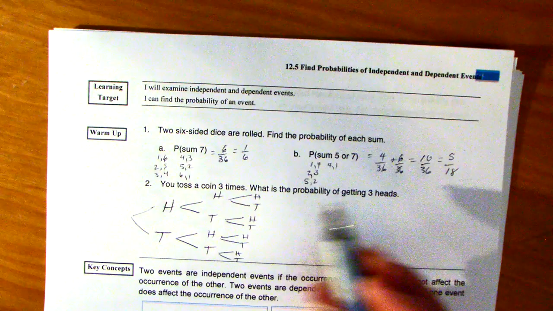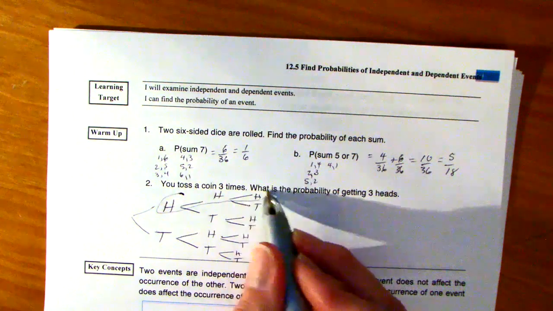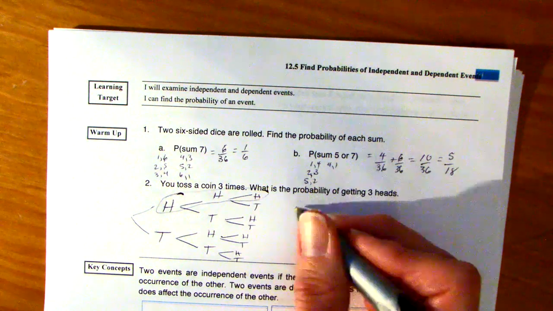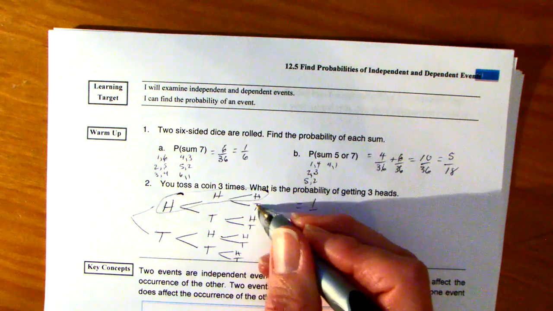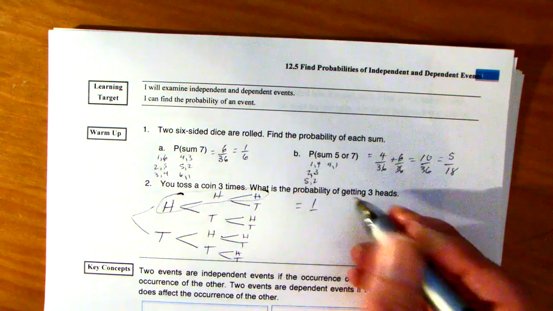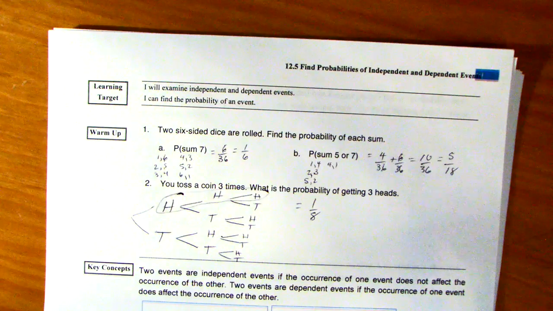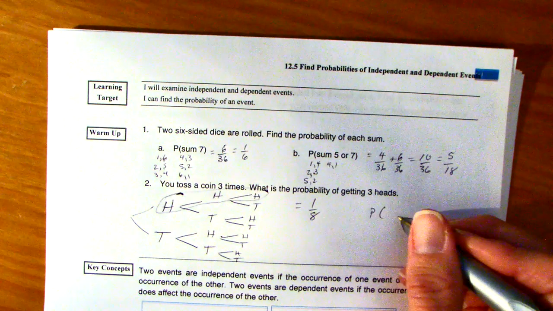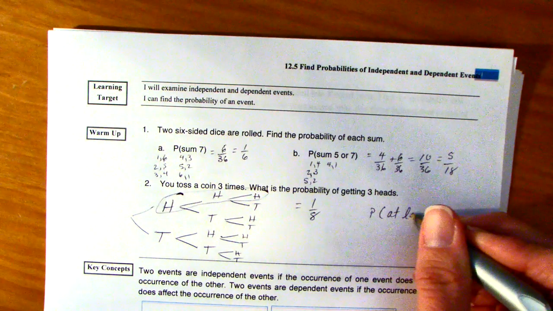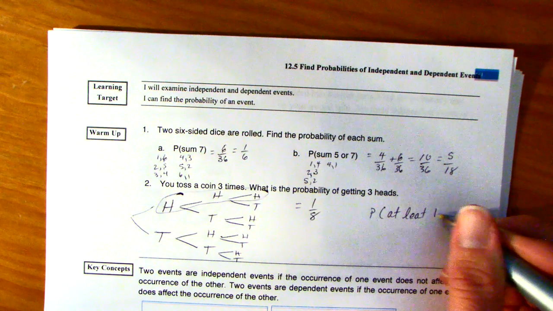So what's the probability of getting 3 heads? Well, the only way we can get 3 heads is right here. So that's 1 out of 1, 2, 3, 4, 5, 6, 7, 8. 1/8. Now what if I asked you, what's the probability of getting at least 1 tail?